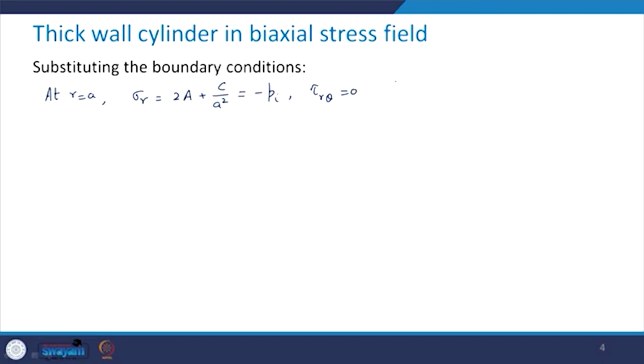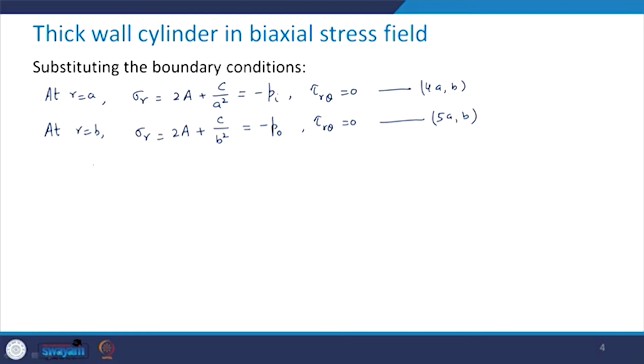So, these equations will become 4a and 4b. Now, at r equal to b, we have sigma r as 2a plus c upon b square, which is equal to minus p naught, and tau r theta will be equal to 0. This is 5a, 5b. Now, you just try to solve these two equations and see what we get.